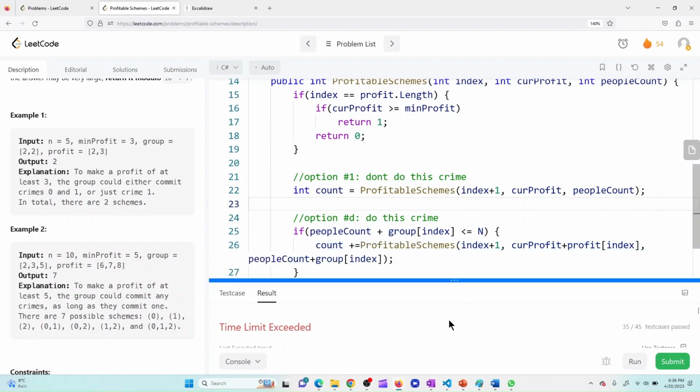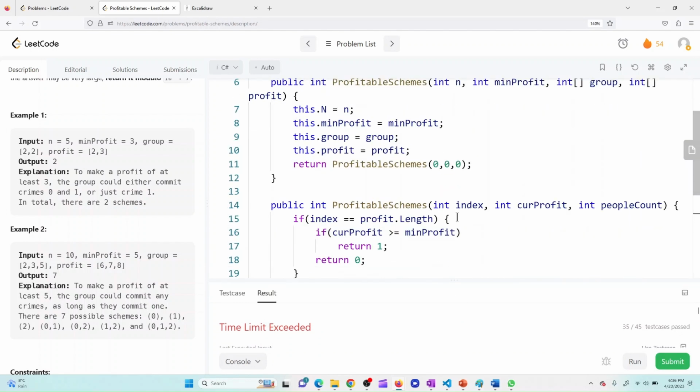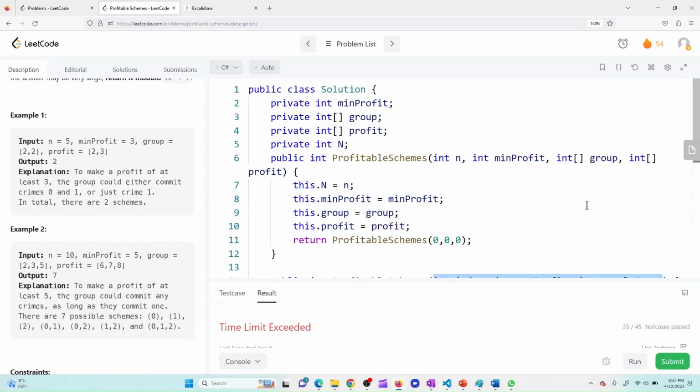Sounds good. Now, as the pattern continues, basically it's an optimization problem, and you can prove that it has overlapping subproblems. That means I am doing the same calculation again and again with different values. So what I'm going to do is use memoization to cache the result and use it when asked for it again. Here we have three variables in the equation: index, current profit, and people count. So basically we have to create a three-dimension array.